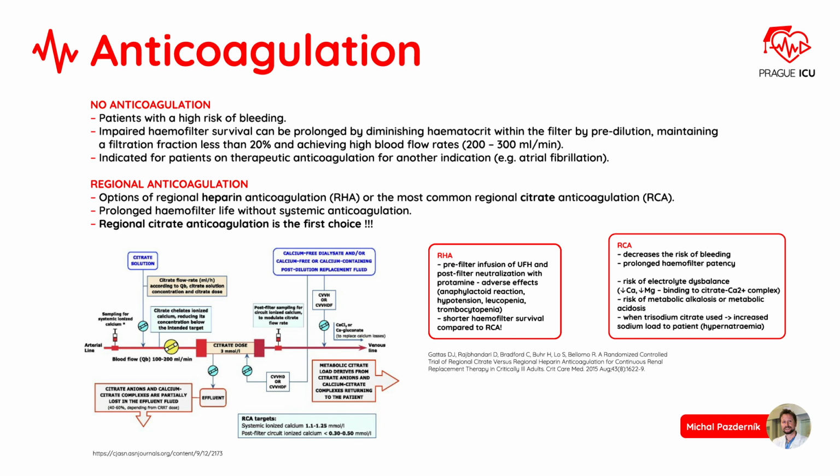It's indicated for patients on therapeutic anticoagulation for another indication. Nonetheless, regional citrate anticoagulation is the first choice in ICU. In regional heparin anticoagulation, there is a pre-filter infusion of unfractioned heparin, and post-filter neutralization is represented by protamine. There is shorter hemofilter survival compared to regional citrate anticoagulation.